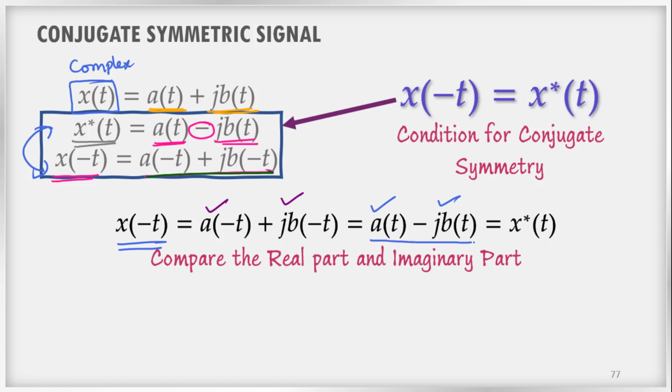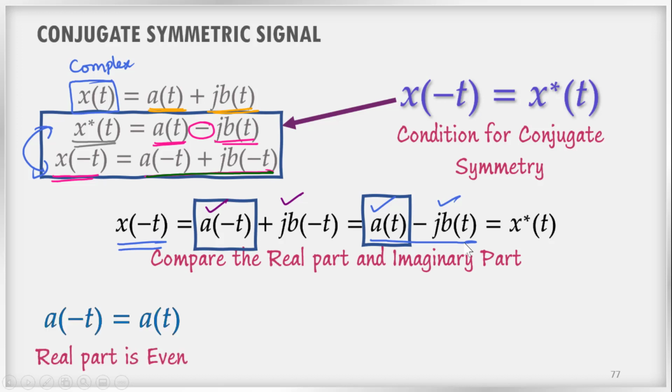That is why this minus came here, a of t minus j into b of t. Our condition for conjugate symmetry says that these two are equal. So now compare the real part and imaginary part of the signal. When we compare the real part, we will get a of minus t is equal to a of t. So this is nothing but the condition for a signal to be even, right?